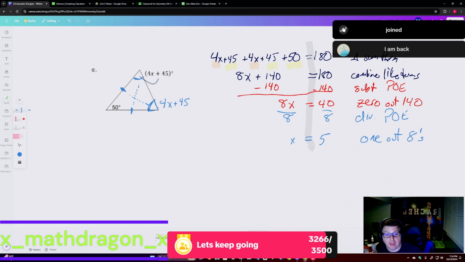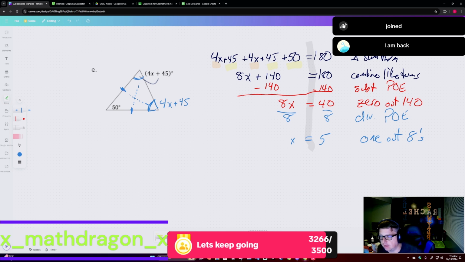So yeah, so x equals 5. You can plug it back in to find these two angles.